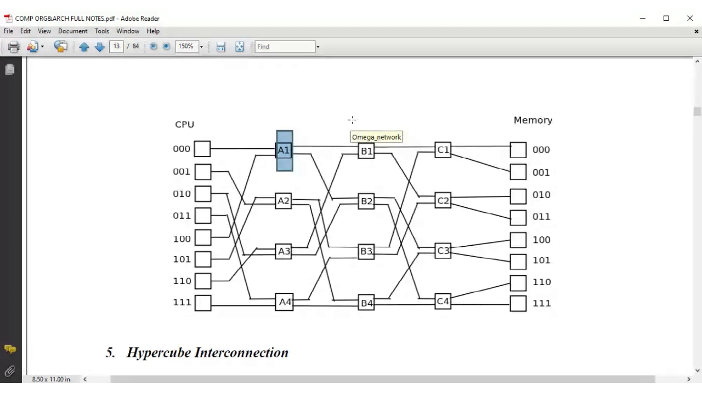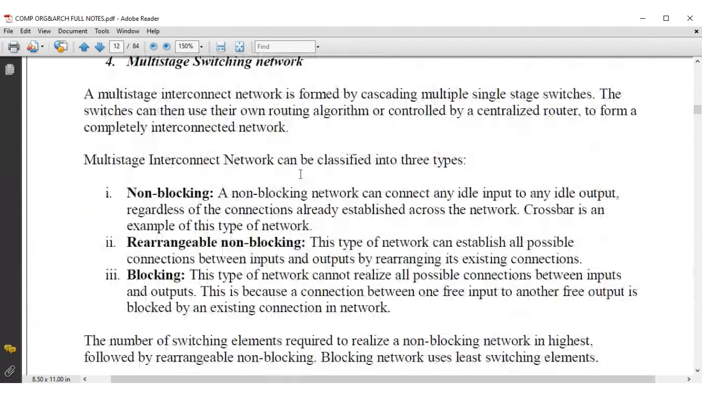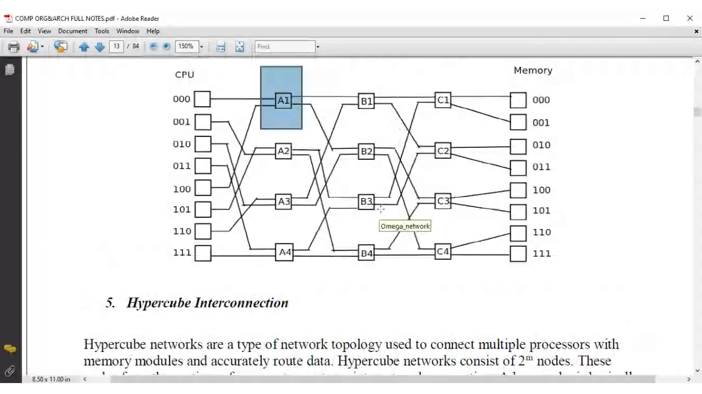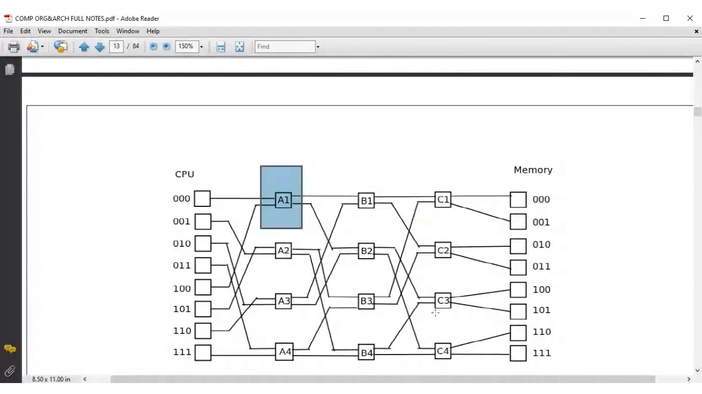All right, so there is no holding. That is the advantage of multi-stage switching network. There is no holding of signals. Signals are always in motion. So that also increases what? Transfer rates. Tuko pamoja? So that is it about the multi-stage, and I hope that you are understanding.